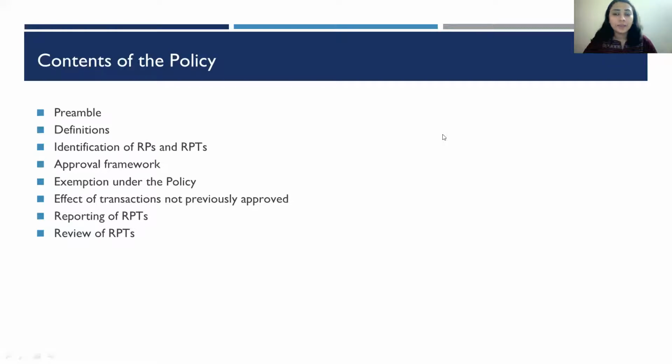Moving on to the next part, which is identification of related parties and related party transactions. Now, we have laid down the approval process on how to go about it in case there is an RPT. But firstly, the company needs to identify whether a particular transaction is considered to be an RPT or not, that is, whether it is a transaction with a related party. For that, the companies maintain a list of related parties. The directors disclose their interest in form MBP-1 at the beginning of every financial year and whenever there's any change.